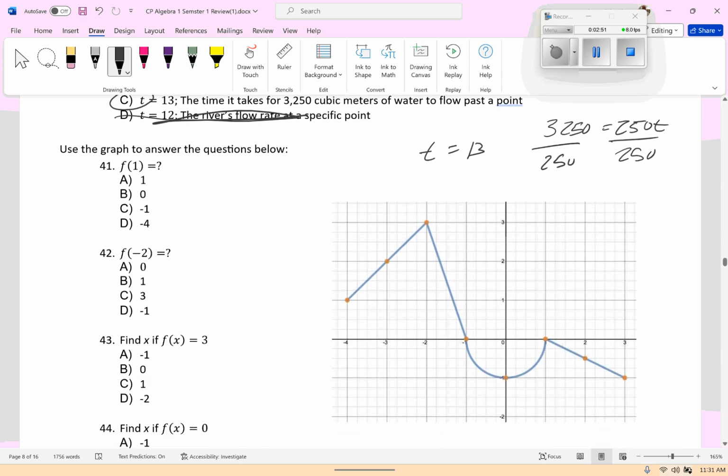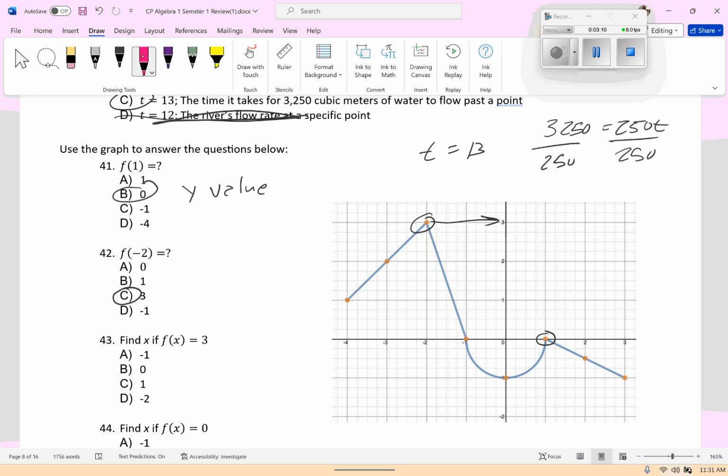Now we're going to use the graph. So f at 1 is right there, so the answer has to be 0. The y value is 0. f at -2, so you go to -2 and you look up here, that points to 3. That's the correct answer.